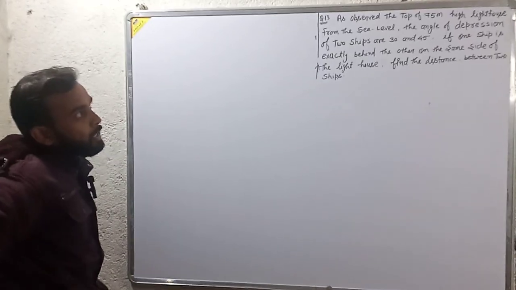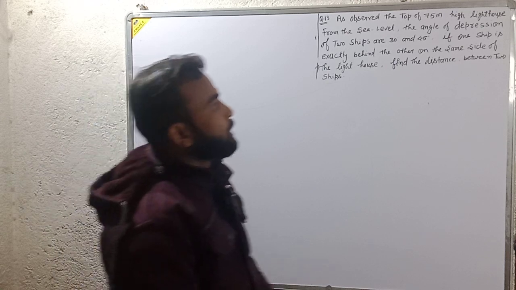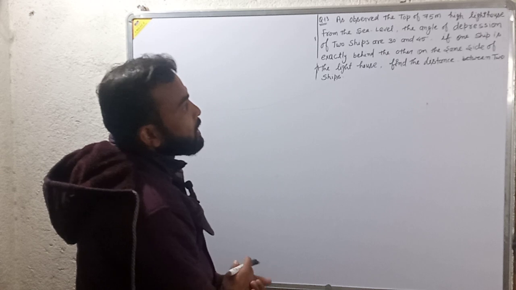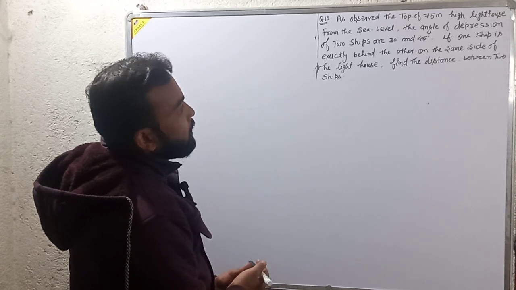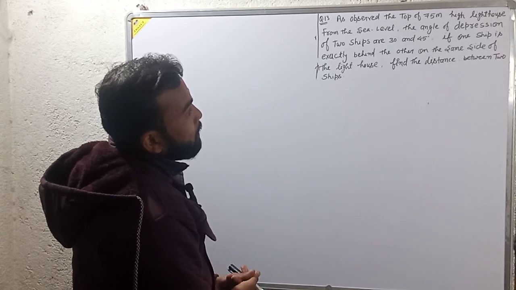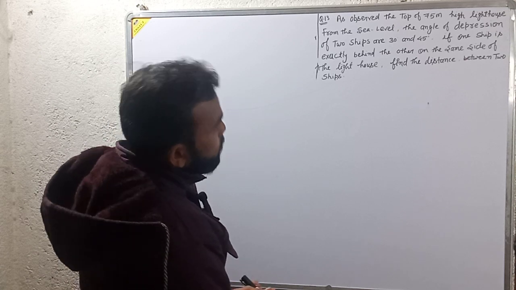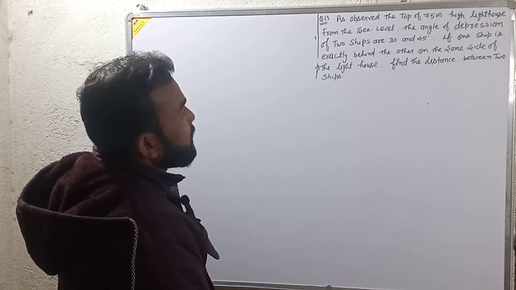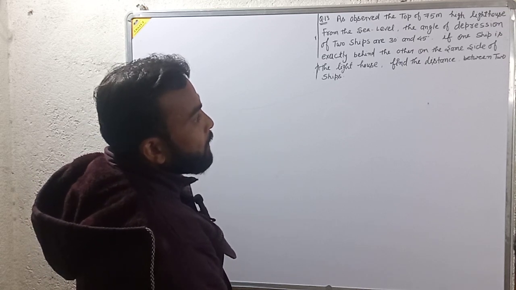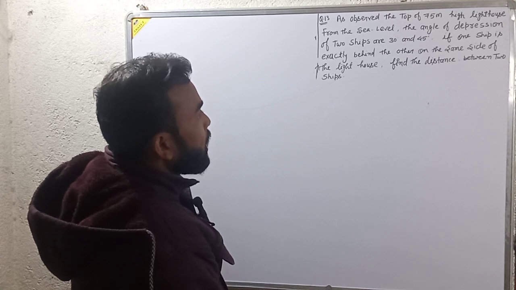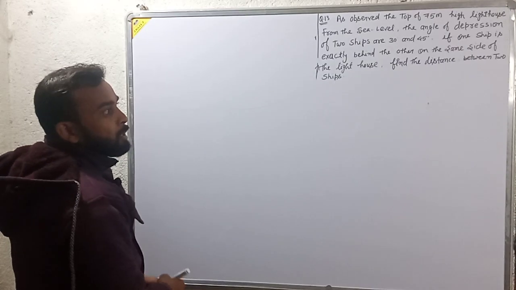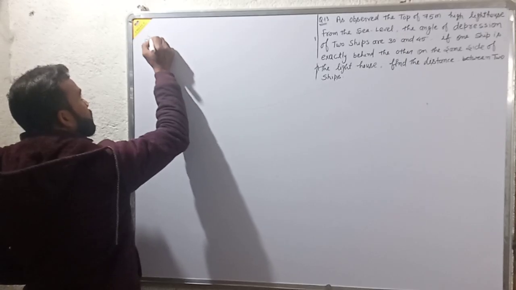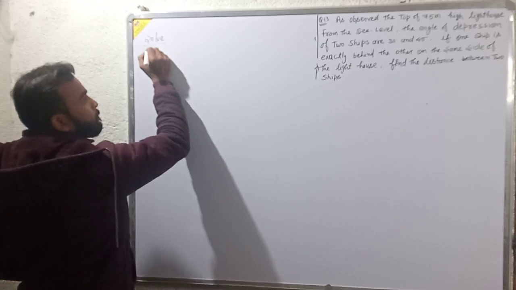Question number 13 is given: as observed from the top of a 75-meter high lighthouse from the sea level, the angles of depression of two ships are 30 degrees and 45 degrees. If one ship is exactly behind the other on the same side of the lighthouse, find the distance between the two ships. First, we draw a ray diagram from the given information.